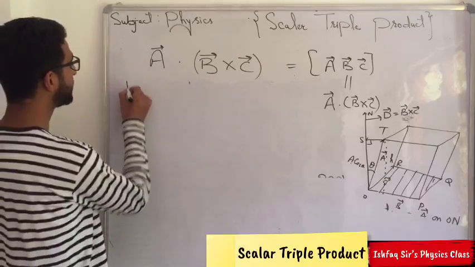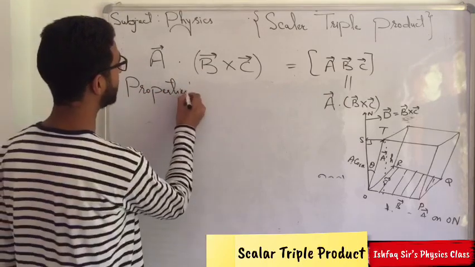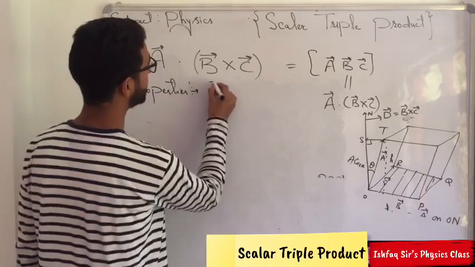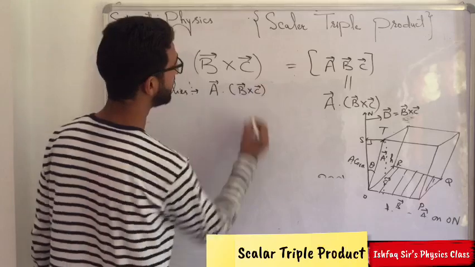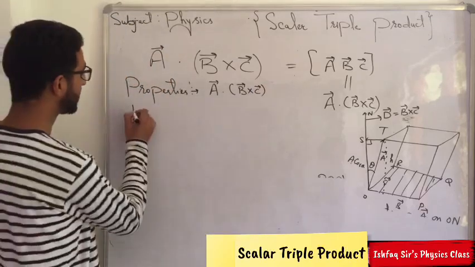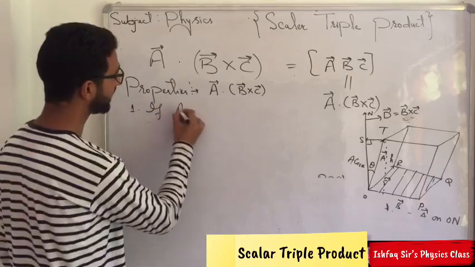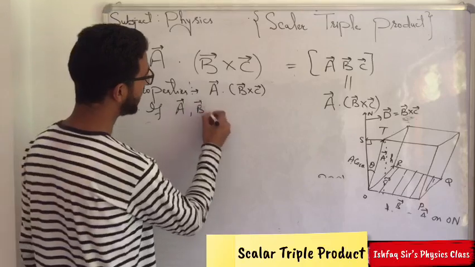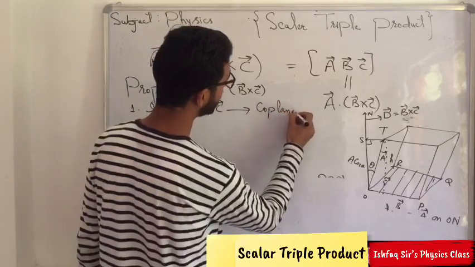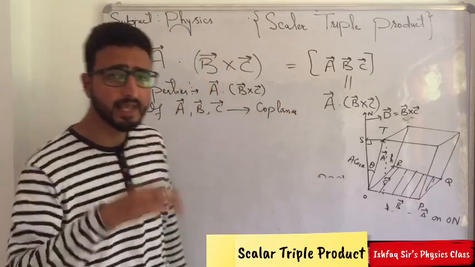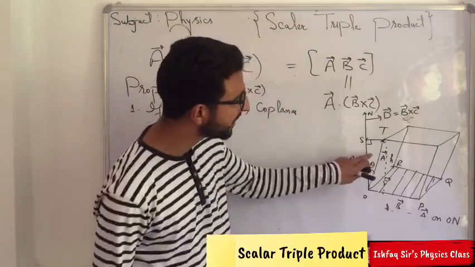Now let us try to write a few more properties of scalar triple product of the vectors. As per definition, scalar triple product is basically a scalar quantity equal to A dot of B cross of C. Now the first property of this STP is that if the three vectors A, B and C are coplanar, what does this mean? These three vectors are acting in the same plane, or they lie in the same plane. You can easily see it from this very parallelepiped, from this very diagram.